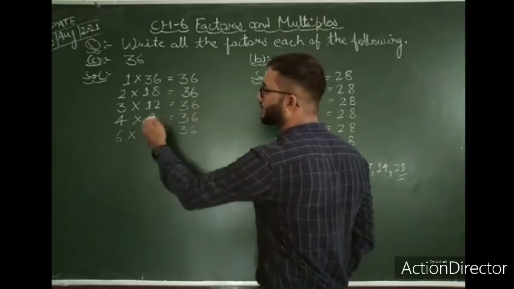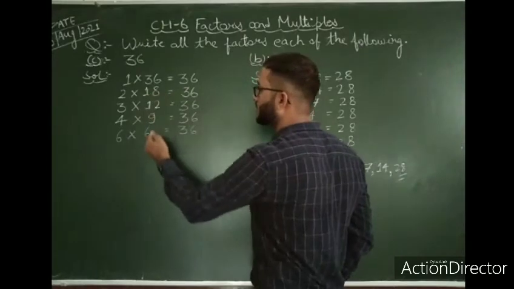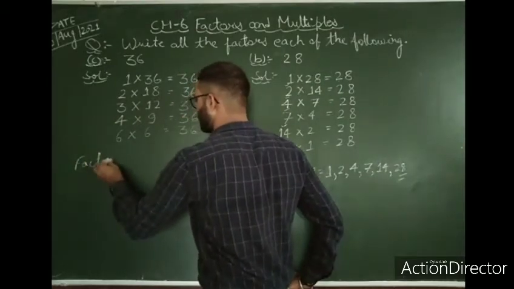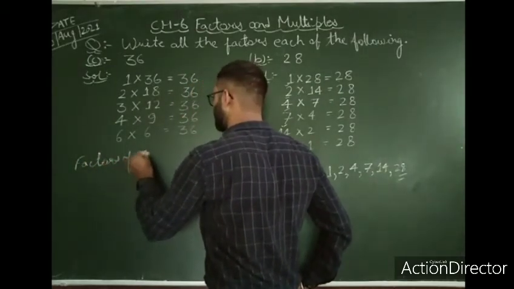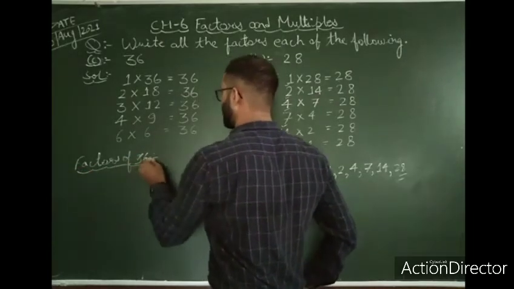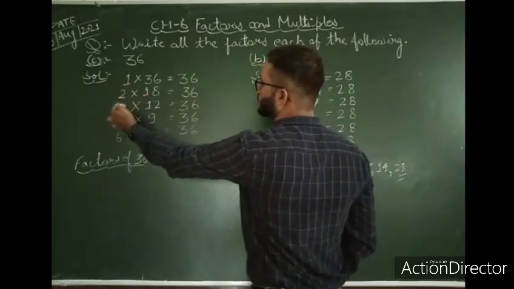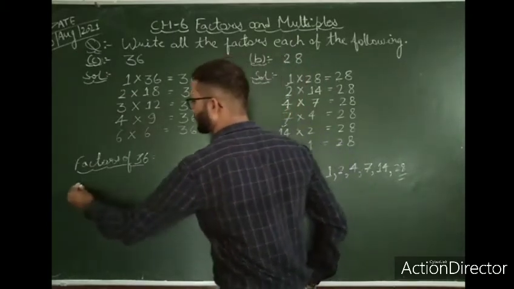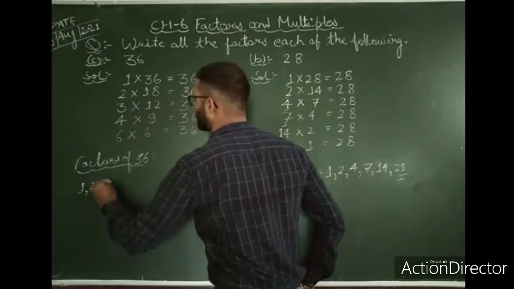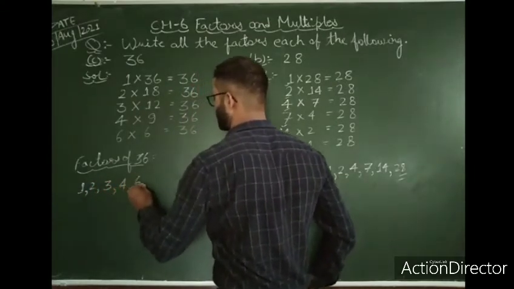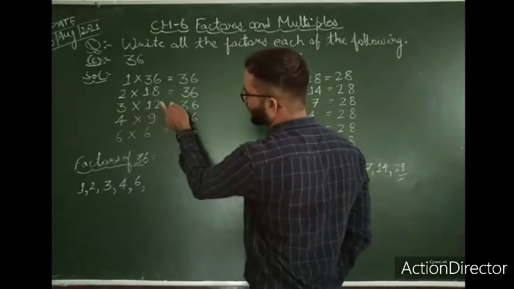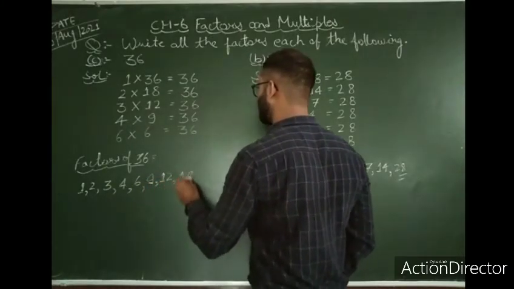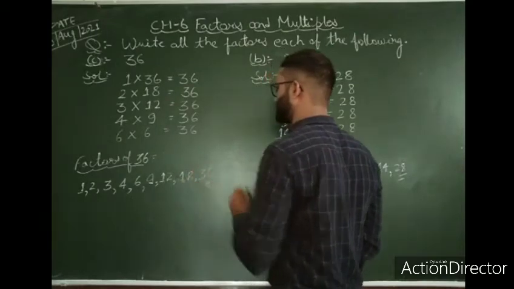So here we do not repeat these factors again and again. We take the factors from all of these. Now we write factors of 36 is equal to 1, 2, 3, 4, 6, and after 6, 9, 12, 18 and 36.